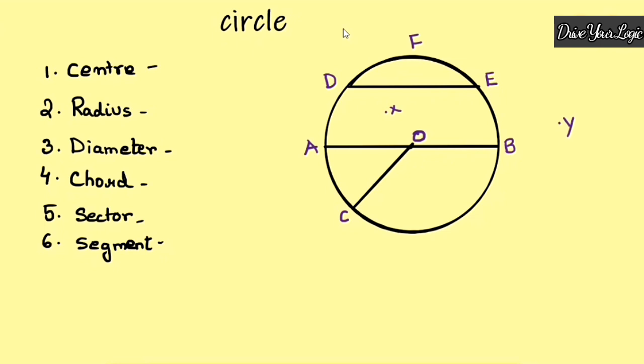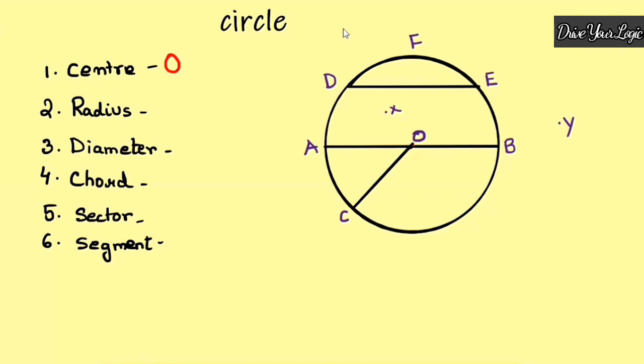So let us start. First thing we can see here, center. So what is our center according to this circle? The given circle, the center is O. Okay. So O is our center. Then comes radius. So what is radius? We will do a few sums on this also. What is radius? How to find radius? How to find diameter? Okay.